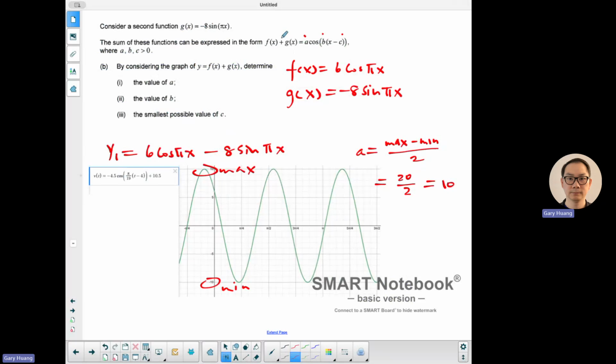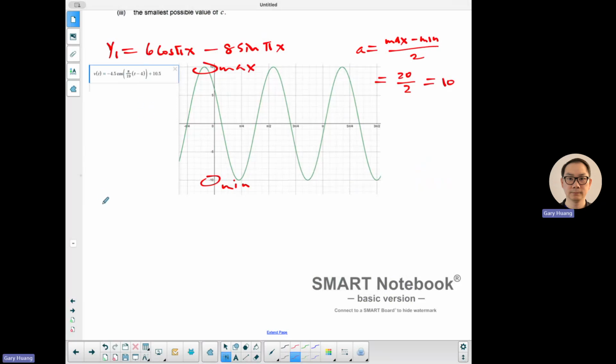Next, you need to find the b value. The b value is equal to 2 pi divided by the period. How do I find a period on a graphing calculator? You're going to find, again, the distance between the top and the top. What's the x value for this point and what's the x value for this point? You do your second trace, look for the maximum, and look for where the values are.